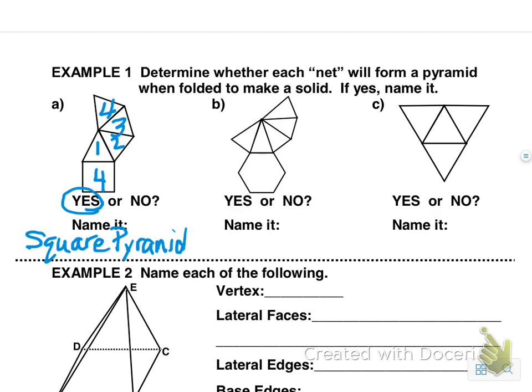Letter B, we have a hexagon which has 6 sides, and this example only gives us 5 lateral faces, so no, we cannot make a pyramid from the net.